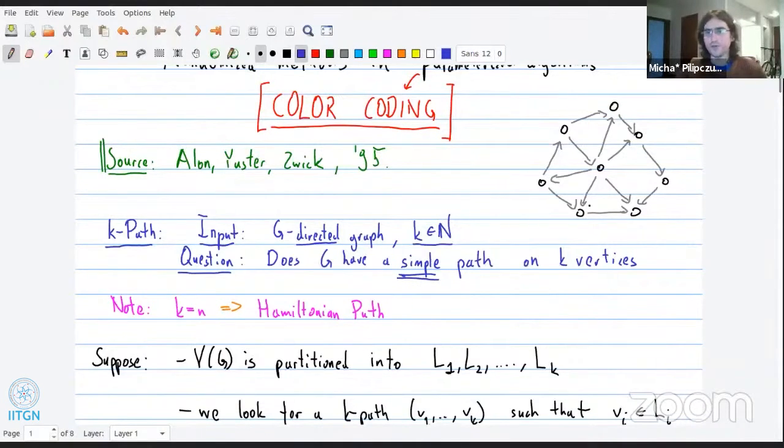So for instance, if you look at this graph on the right-hand side, I could, for instance, start in this vertex and then go by a path to here, then to here, then to here, then to here, then to here, and then to here. And see that this is a path on 7 vertices, if I'm not mistaken, and it follows the orientation of the arcs, right? So this would be a 7-path. Right, so the question is simply whether I can find such a path on k vertices in a given directed graph.